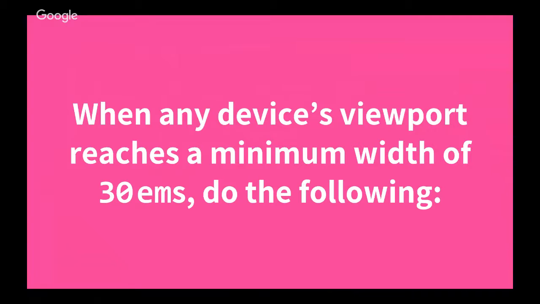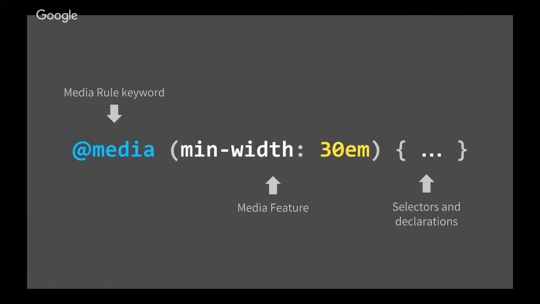So when any device's viewport reaches the minimum width of 30 ems, do the following. This is what we want to do. So how do we get there? Well, here's the syntax. When the media rule keyword of @media is present and the min-width of 30 ems media feature occurs, apply these selectors and declarations.